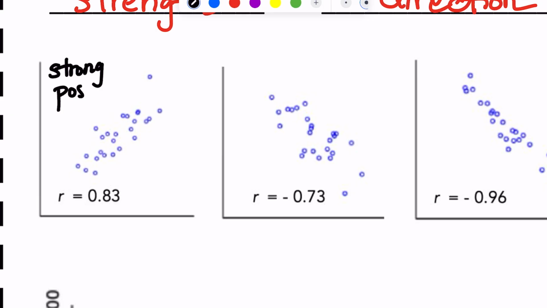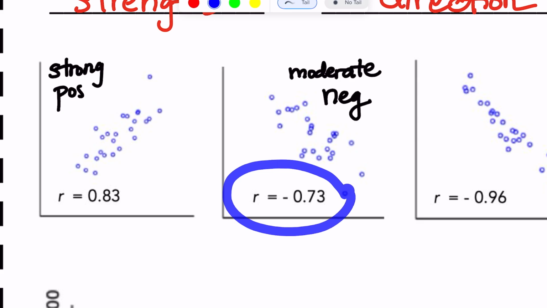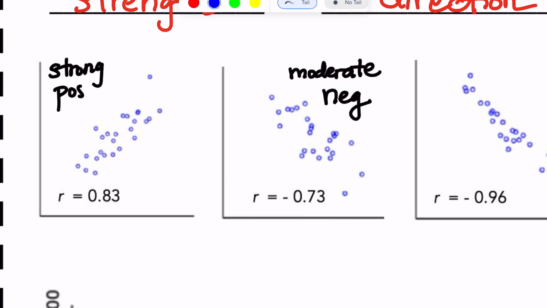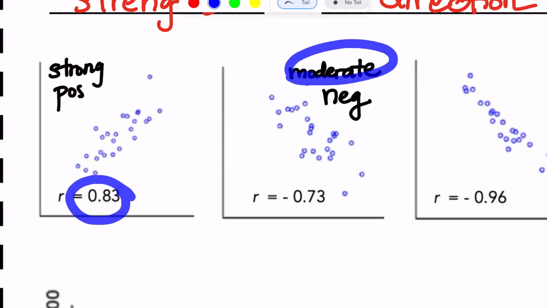Here we have what I would say is a moderate negative correlation. And again, we can see that in our correlation coefficient. First of all, it's negative because this is a negative correlation. And then second of all, this 0.73 is still relatively close to 1, but it's a little bit closer to 0 than before. So this is moderate.